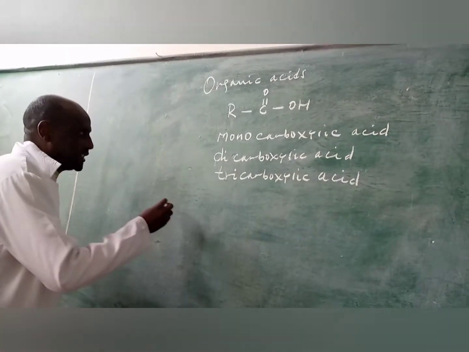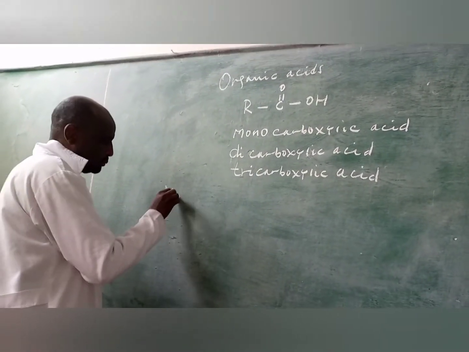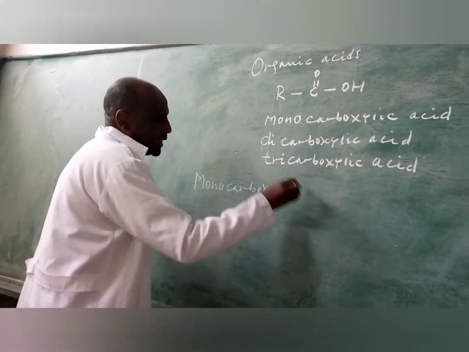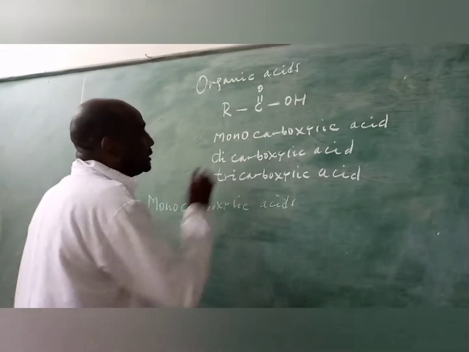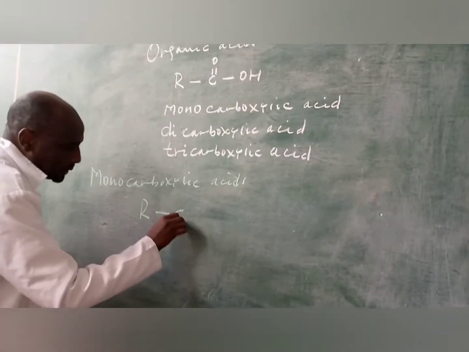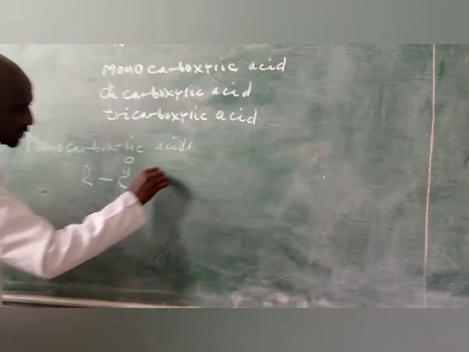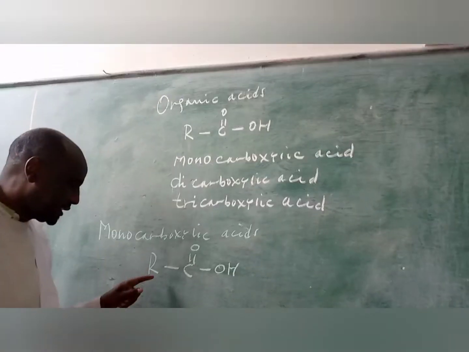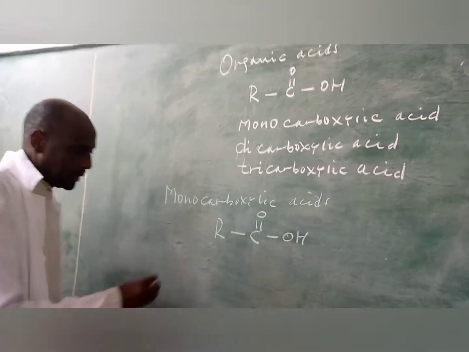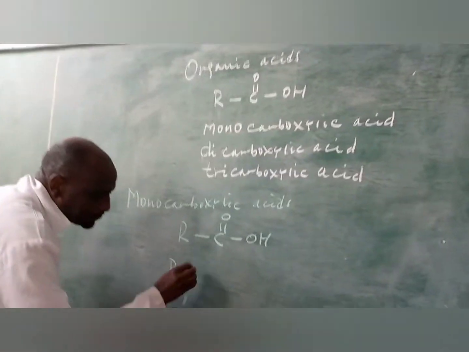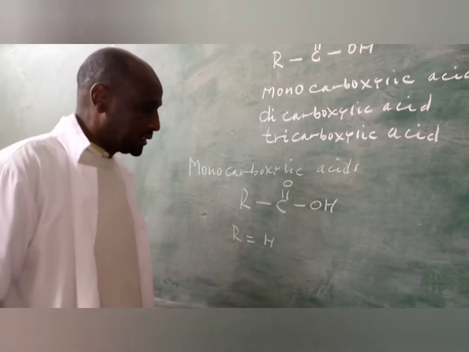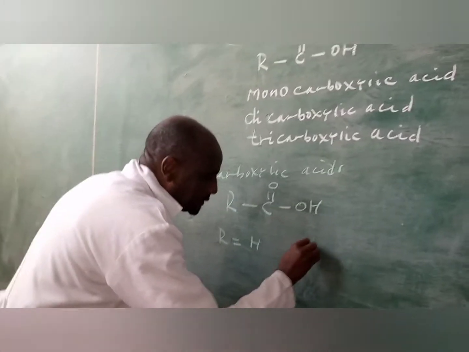Now let's see the monocarboxylic acids. Monocarboxylic acids contain one functional group. These are the R and OH. This is the functional group, and this is the alkyl or the arene. It could be hydrogen. When R is equal to hydrogen, we get the simplest organic acid, that is methanoic acid.